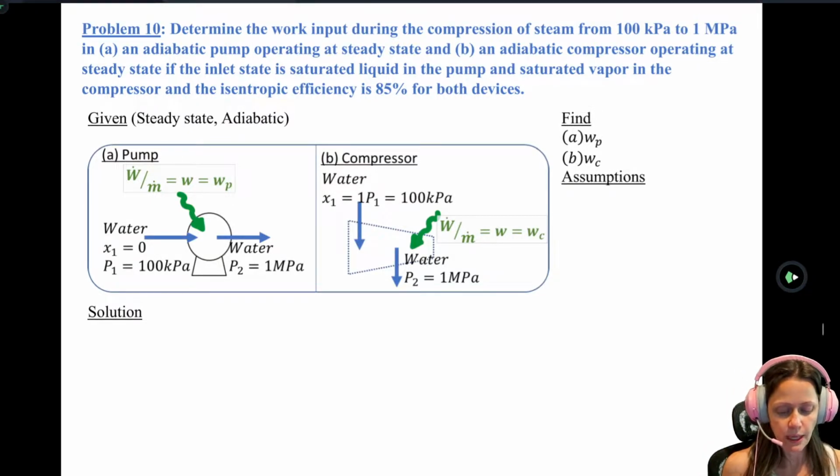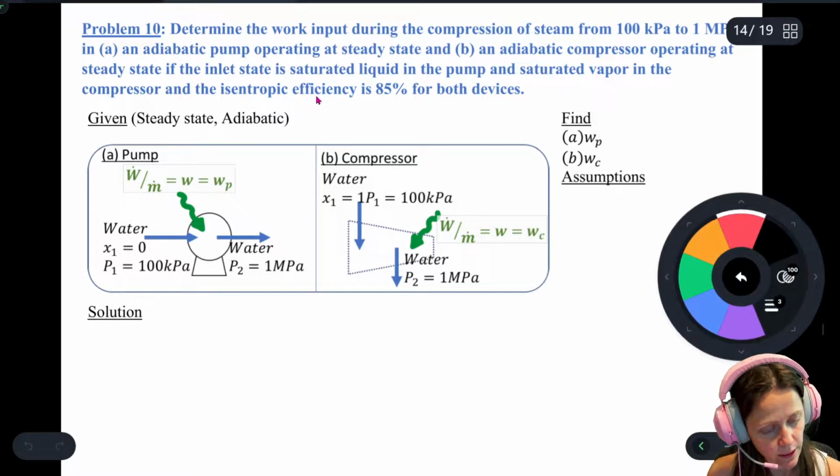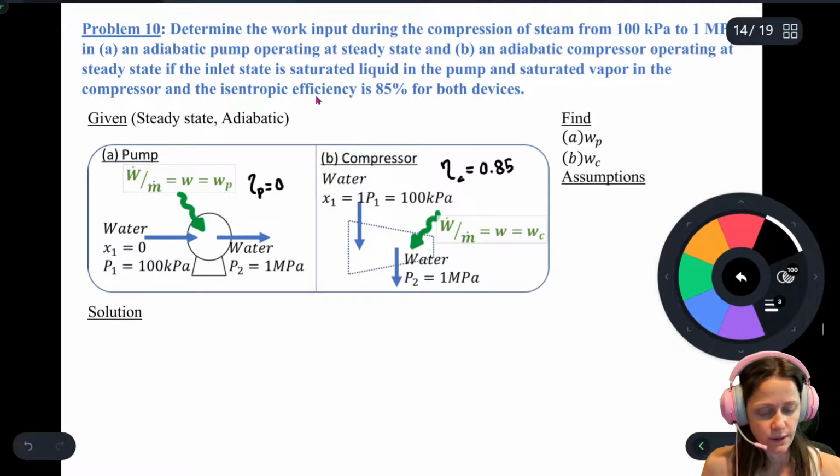So what's coming into the pump at state 1 is a saturated liquid. What's going into the compressor at state 1 is a saturated vapor. So we need to find the work for each, and each of these has an isentropic efficiency, which I should probably put on there, of 85%. So 0.85 over here. Oops, and that's not a pump, that's a compressor. The pump has an isentropic efficiency of 85%.